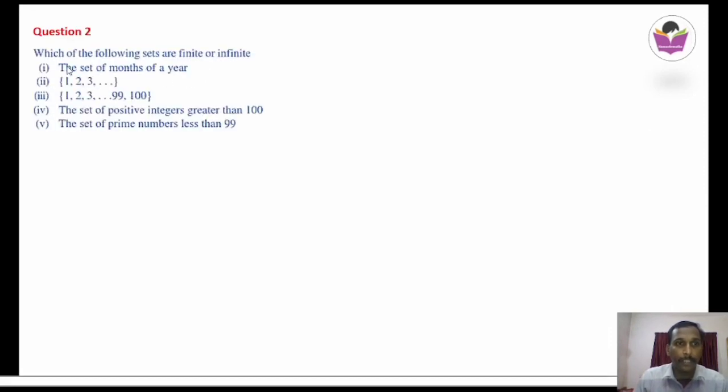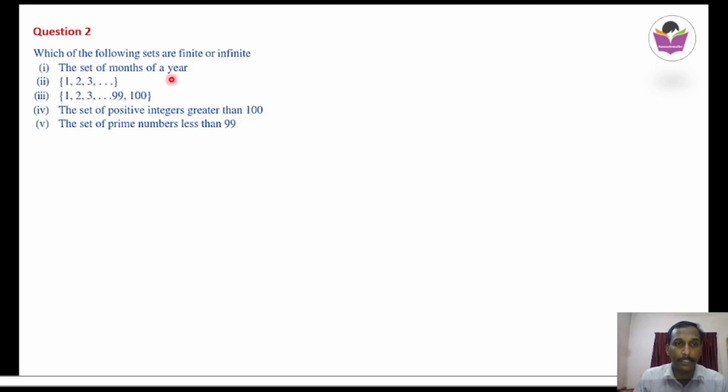Next, we shall discuss question number 2. The question is, which of the following sets are finite or infinite? First, the set of months of a year. Second, the set of 1, 2, 3, etc. Third, 1, 2, 3 up to 100. Fourth, the set of positive integers greater than 100. And fifth, the set of prime numbers less than 19. So let's discuss one by one.